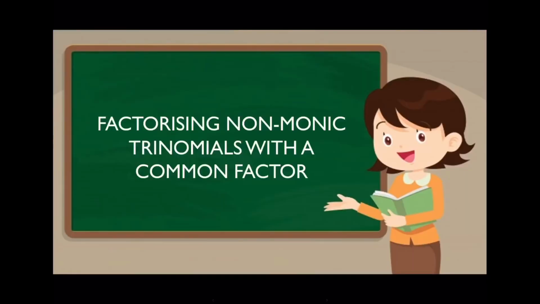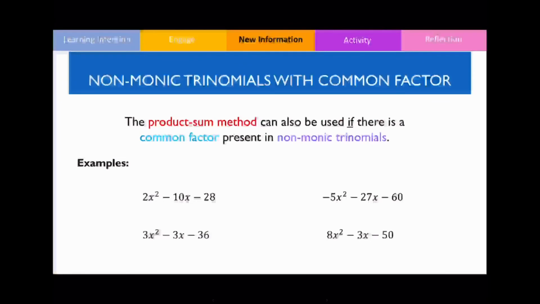What we're going to be looking at now is how we factorize a non-monic trinomial that does contain a common factor. The product-sum method can also be used if there is a common factor present in non-monic trinomials. Remember, I talked about monic trinomials being ones where the value of a is equal to 1. Non-monics are where a has any value other than 1.